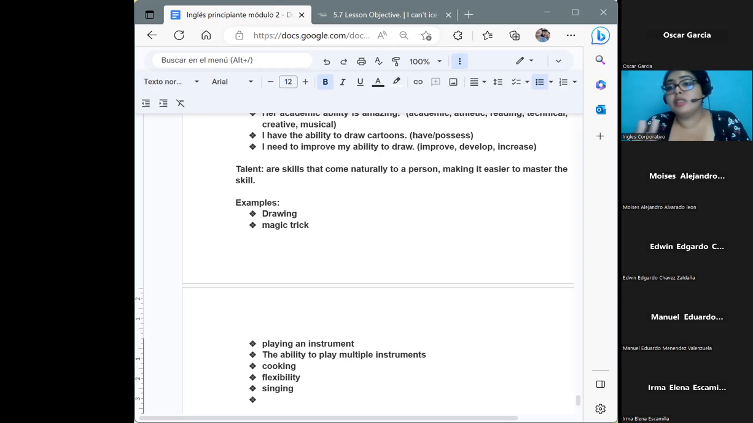Playing an instrument es tocar un instrumento. A veces hay personas que nunca han ido a una clase, ¿verdad? De piano, de guitarra o de algún otro instrumento y pueden tocarlo, ¿verdad? A veces tal vez solo es con escuchar una melodía ya pueden reproducirla en un instrumento. The ability to play multiple instruments. One thing is that you can play one instrument, but there are people that can play different instruments, que pueden tocar múltiples instrumentos que en muchos de los casos no están relacionados entre sí.